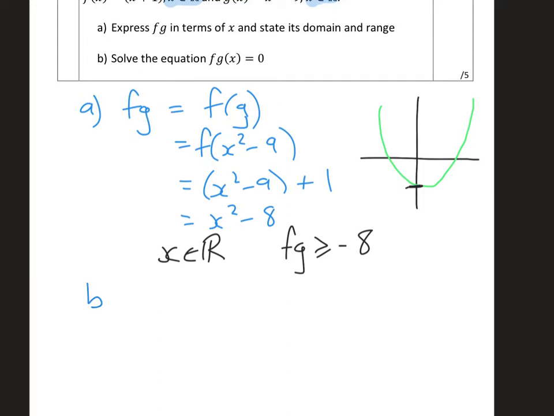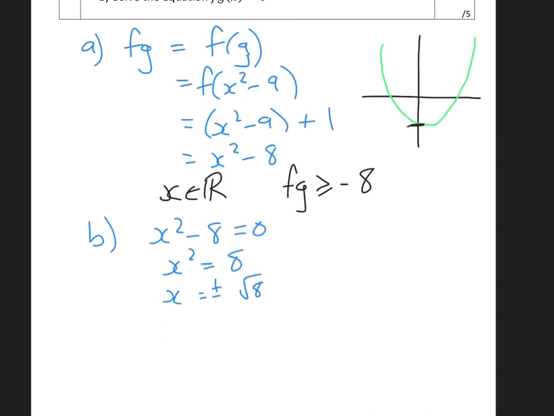Solve the equation fg of x equals 0, so x squared minus 8 equals 0, so x squared equals 8. Square root both sides, and remember when I square root, I get a plus or minus. And I guess you could simplify that if you want into x equals plus or minus 2 root 2.